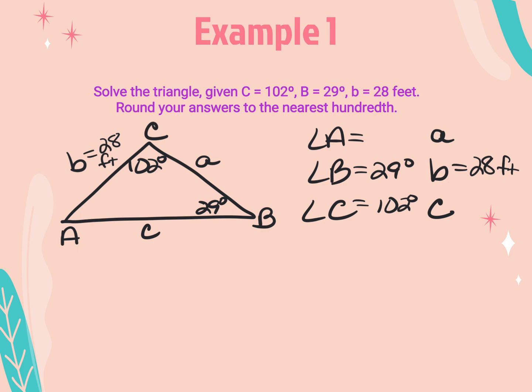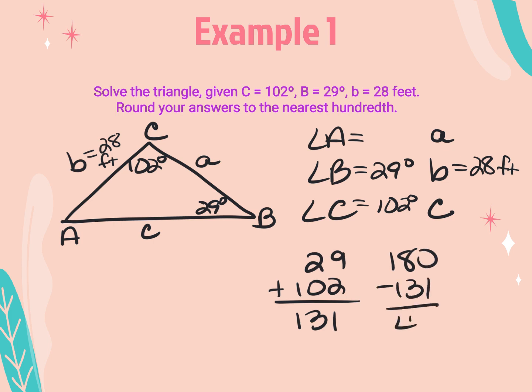Now, what's nice, when they give you two of the angles, the easiest piece to find is that last third angle, because we can just use our triangle sum, and we know the three angles of a triangle always add up to be 180. So now to find missing angle A, all I have to do is add 29 plus 102. I get 131, and then subtract that from 180, and I get 49. So angle A is 49 degrees.